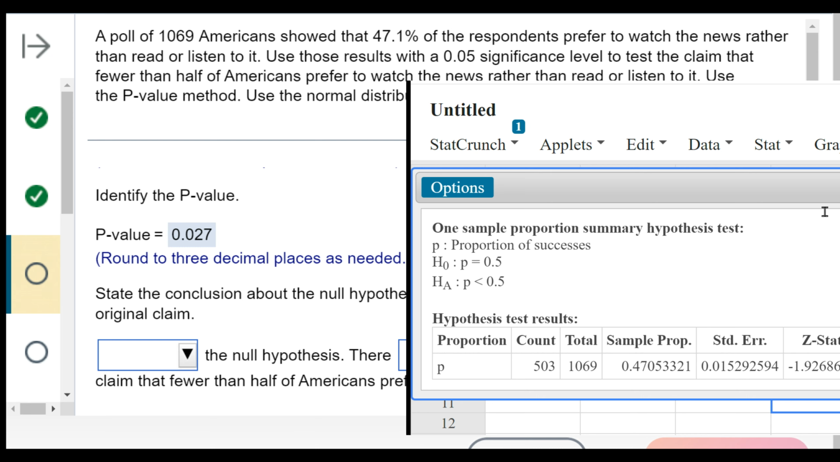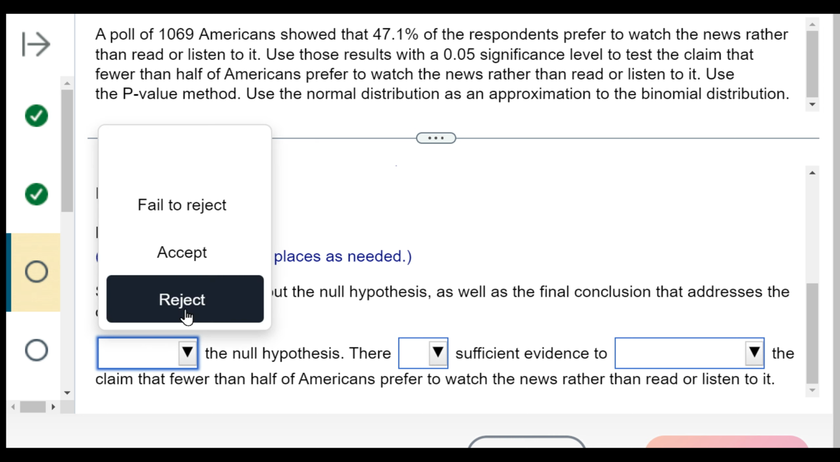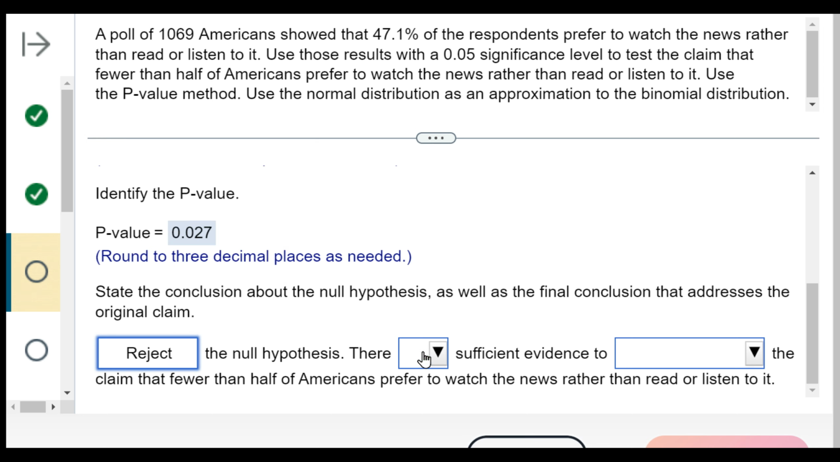Time for the conclusion. Well, significance level is 5%. This, 2%. It's low. The p-value is low. I'm going to reject H0. That means there is sufficient evidence to support the alternate or reject the initial, whichever way you want to phrase it. They mean the same thing.